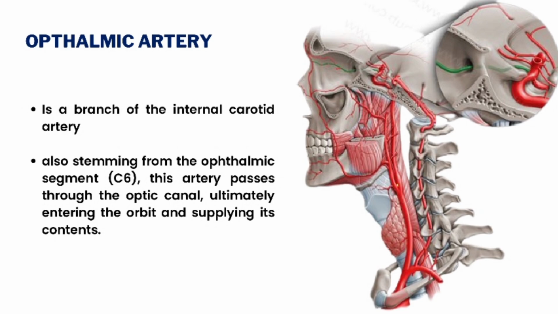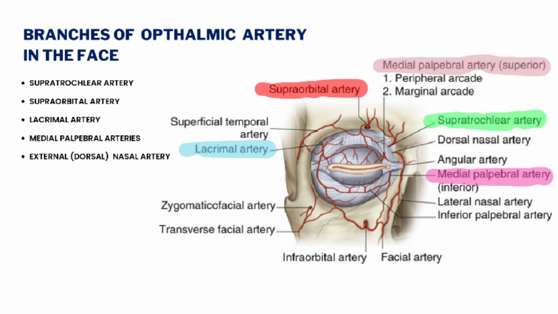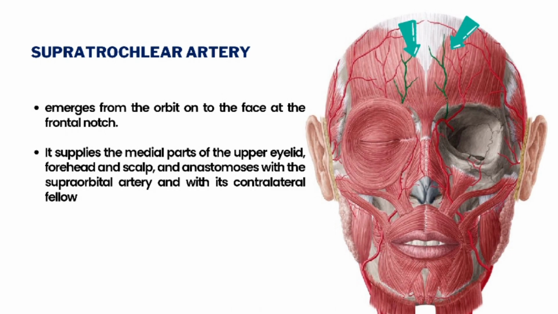And now, let's talk about the ophthalmic artery. The ophthalmic artery is a branch of the internal carotid artery that supplies the orbit and the adjacent structures. It mainly runs through the orbital cavity, coursing along its medial wall anteriorly and nasally toward the anterior surface of the eye. The named branches of the ophthalmic artery are the supratrochlear, supraorbital, lacrimal, medial palpebral, and external dorsal nasal branches that supply the face.